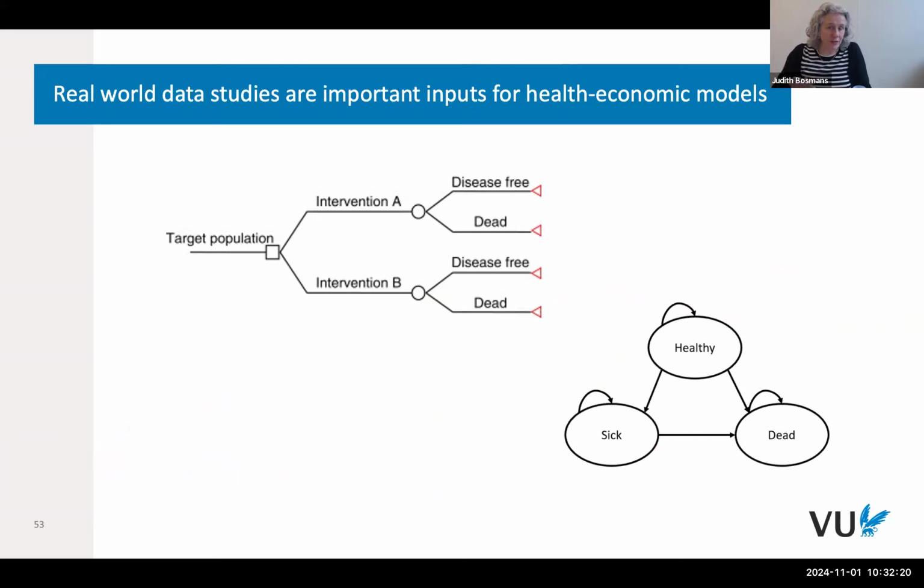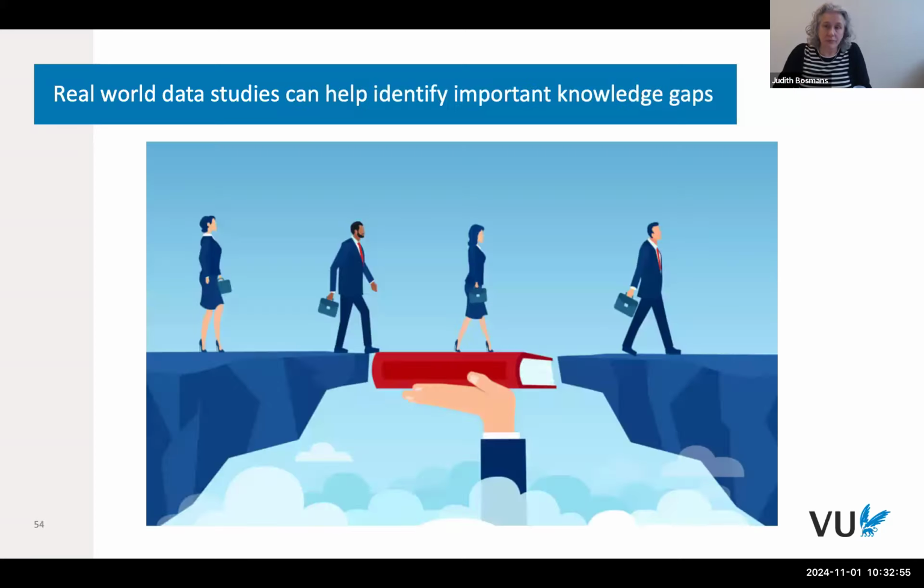So for example, if you have preventive interventions or many different treatment combinations that you can use for a specific health condition, and then we rely on modeling, real world data studies are very important inputs, right? Because we want to model the long-term effects of treatments. Real-world data studies can provide very valuable information to populate parameters in these health economic models. And also they can help identify knowledge gaps.